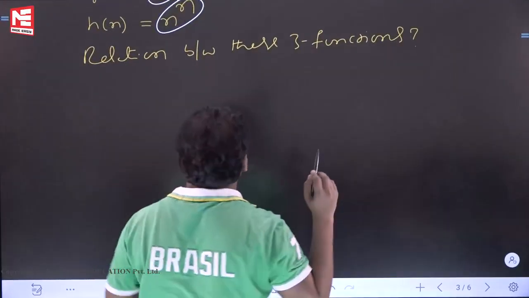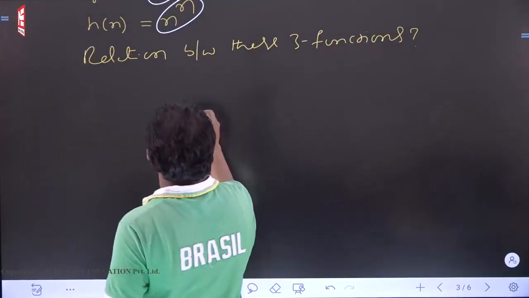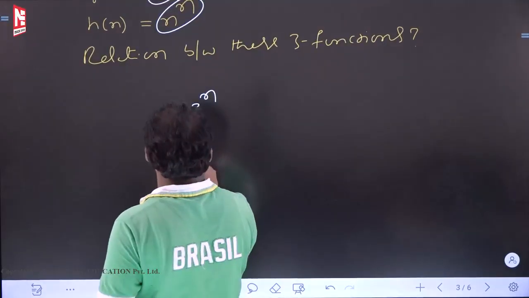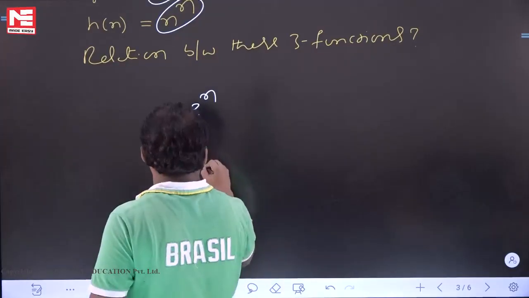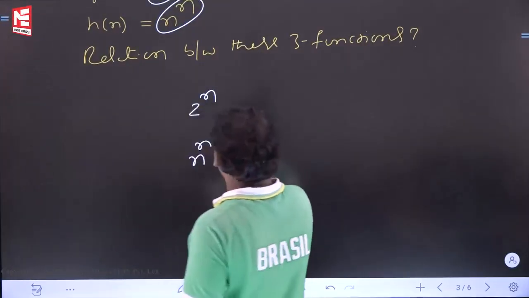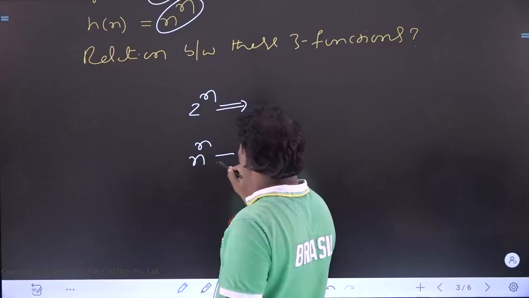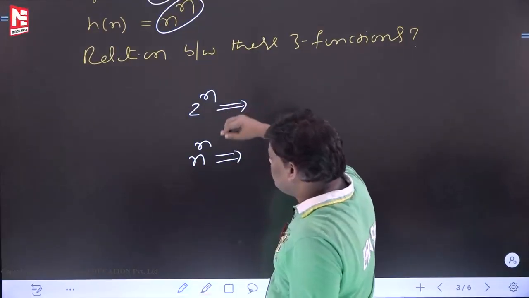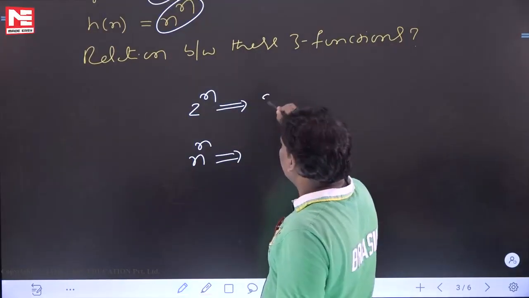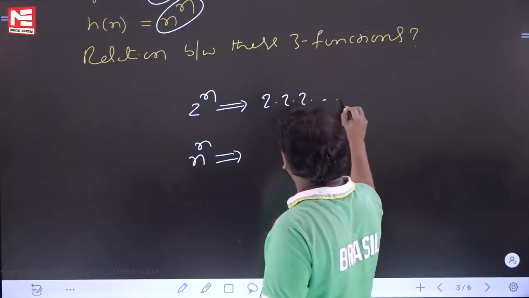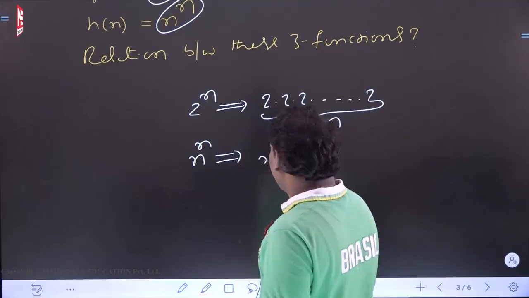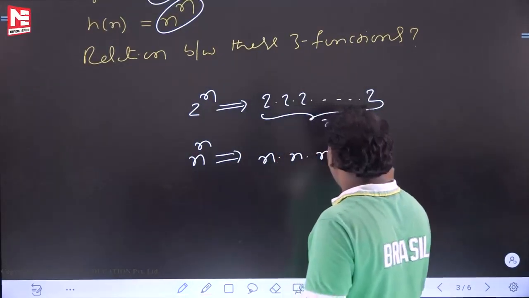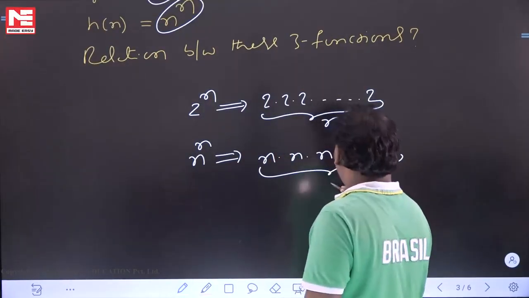See everyone now. 2 power n, and one more is n power n. This is also n times, this is also n times. Both are n times. See this one, 2 into 2 into 2 into, and so on, n times. Here n into n into n, how many times? n times.